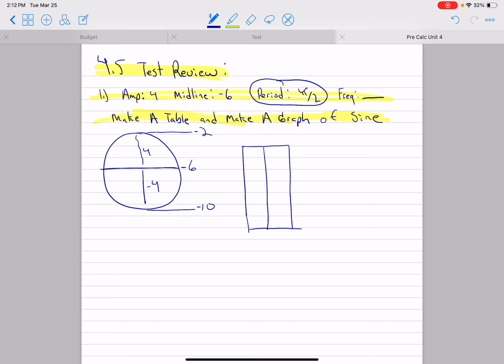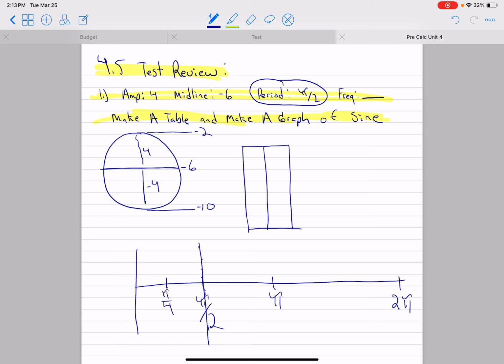I'm going to draw this graph, and I know that typically it's going to go to 2 pi. Here is pi, but my period is pi over 2. So this whole thing happens in this. So now I got to take pi over 2, and I have to divide it into 4 equal parts. So this is pi over 4, right?